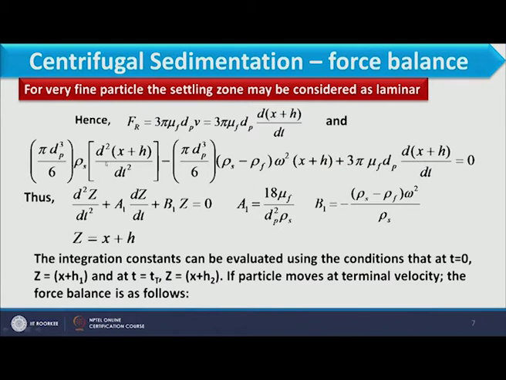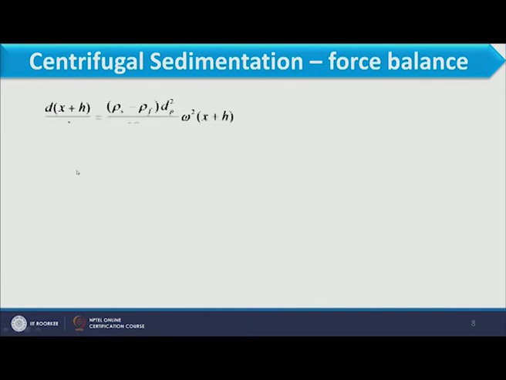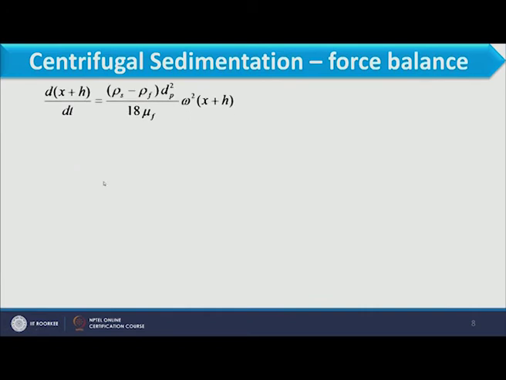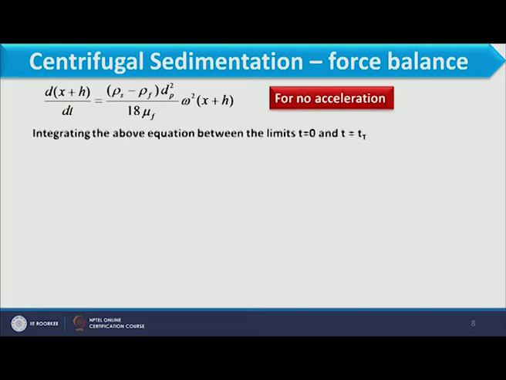So if a particle moves with the terminal settling velocity, what is the meaning of this? That at terminal settling velocity there will not be any net force acting on the particle. So net acceleration would be 0. So when we neglect this particular term, because it is 0, and solve these two expressions, we can get the equation like this, that is dx plus h by dt in this form. So that is the case when no acceleration is applicable.